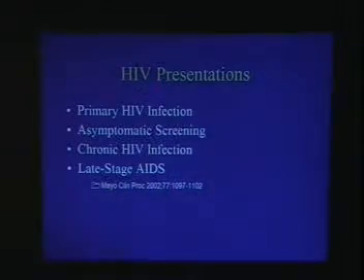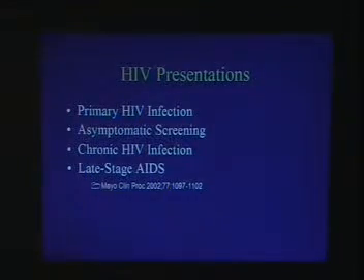Next. HIV presentation: primary HIV, asymptomatic screening, chronic HIV, and late stage AIDS. Primary HIV is lymphadenopathy, which everybody knows. Now my topic is only about HIV and the lungs. I don't want to go deep into the subject, and I think everybody is hungry.